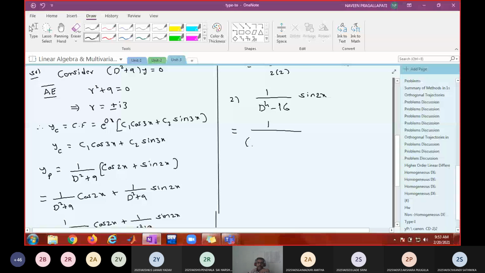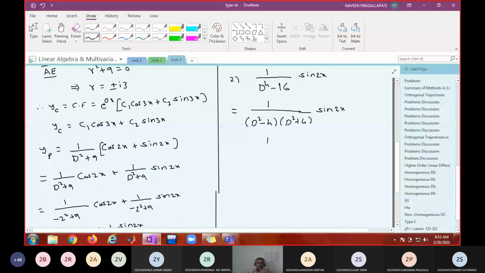Do you want me to take this order, or this order, d square plus 4 into d square minus 4 sin 2x? Which one will give you quick answer? Both the orders are fine, but which one is preferable? This one or this one? First one or second one? First one. If you apply the first one, what do you get? D square minus 2 square, plus minus 2 square means minus 4. Minus 4 plus 4 is 0.